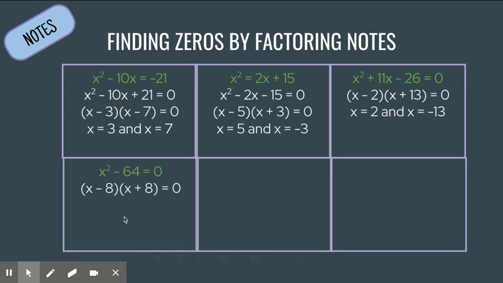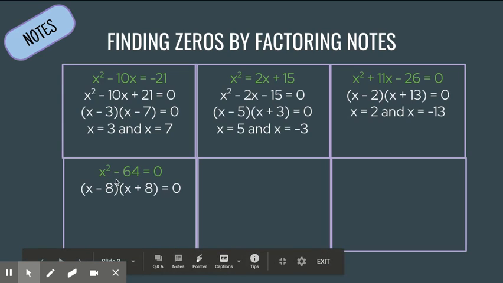Another way of thinking of this is that they add to 0 in the middle. So you need two numbers that multiply to negative 64 and add to 0. And then it's just like these problems. And then my two answers are going to be 8 and negative 8. And I'm writing them in the same order. The 8 is coming from this. The negative 8 is coming from this.